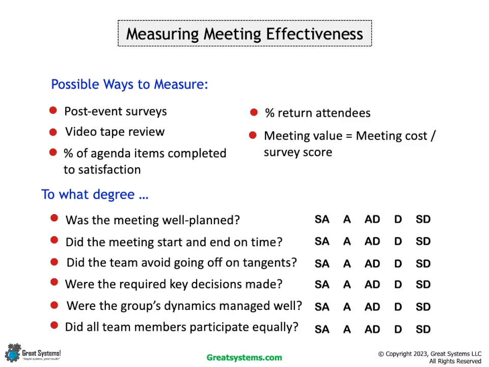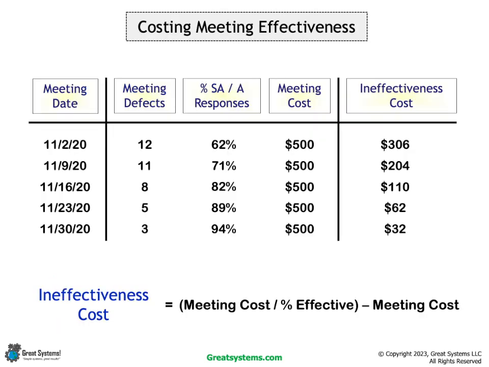And then there's a meeting effectiveness score that you can use along with the meeting total cost measure to calculate meeting waste in dollars. And that meeting effectiveness score is simply how we fall in terms of strongly agree and agree responses. Costing meeting effectiveness.